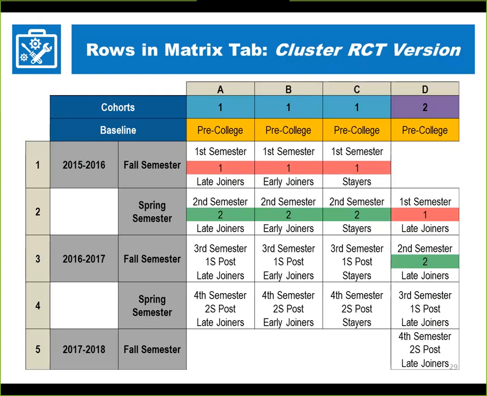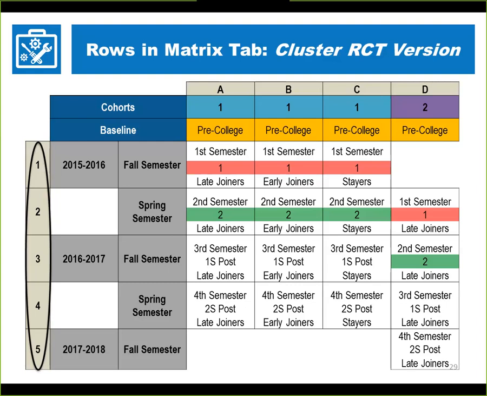In the cluster RCT version of the matrix, the layout of the rows is the same as in the general version. The top row is shaded beige and provides a letter to label the columns. The second row provides the cohort number. The third row provides information about when baseline is measured for students shown in the same column. The next set of rows corresponds to the progression of time relative to the start of the intervention, with each row representing a semester. Again, there are 5 rows, 1 for each semester of data collection across the 2 cohorts.